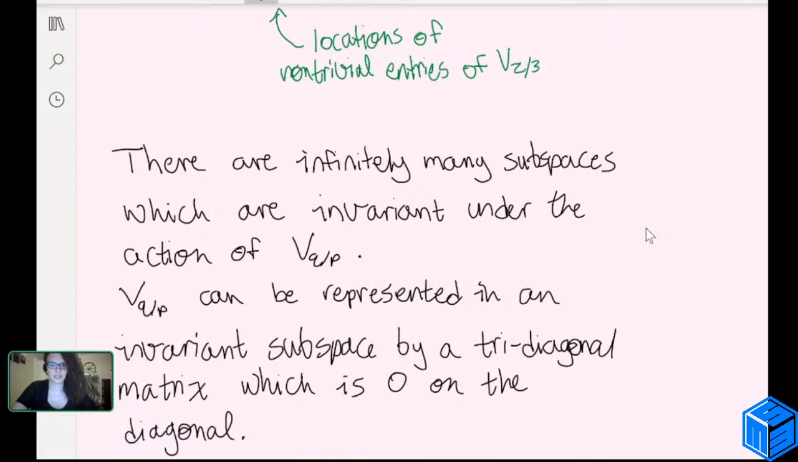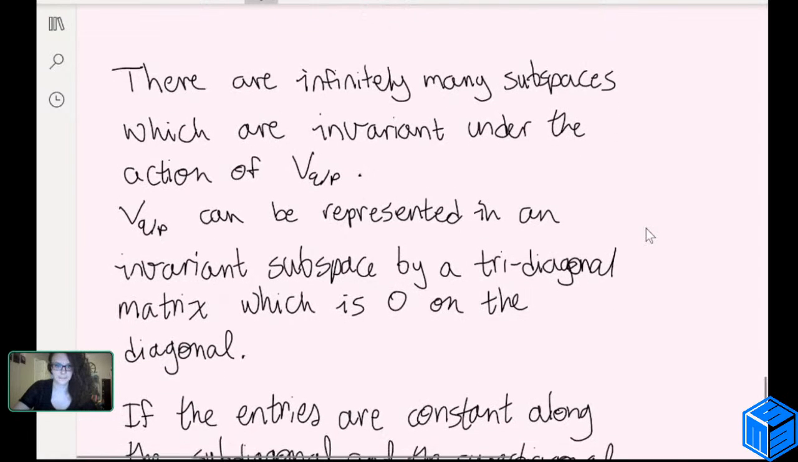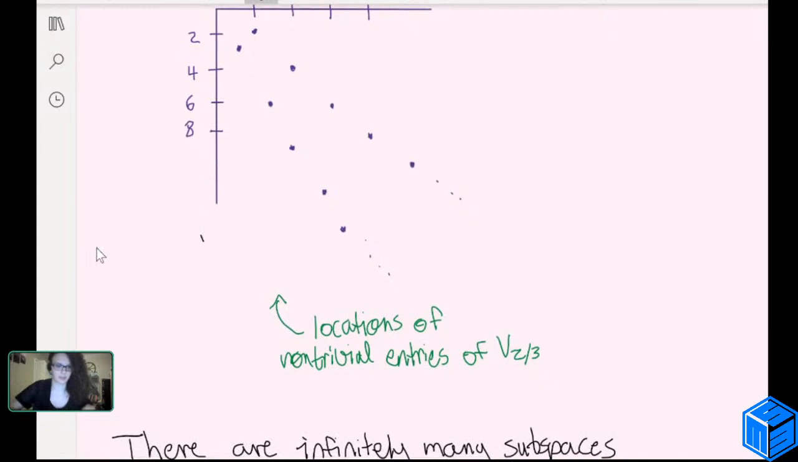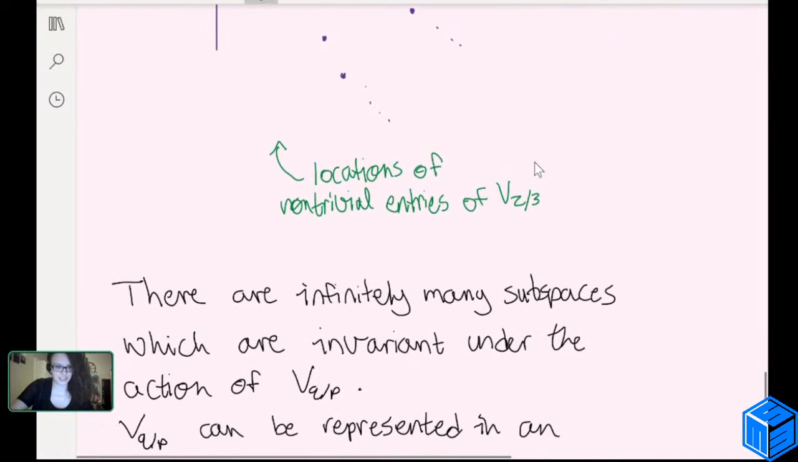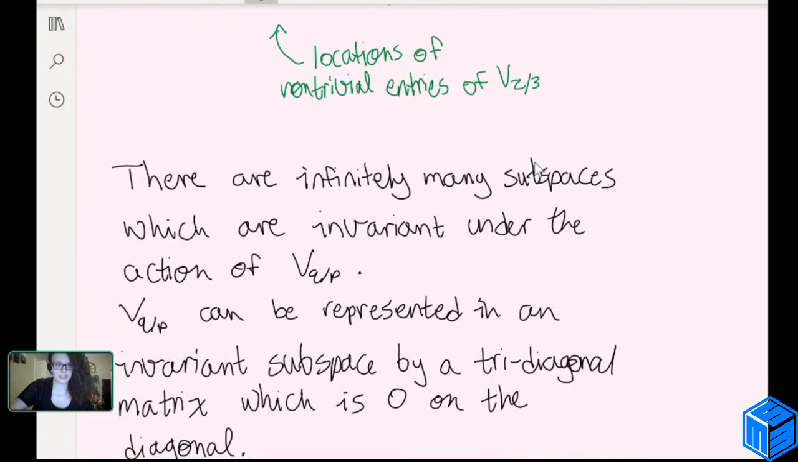So this is starting to sound like a Laurent operator, or sorry, a Toeplitz operator, right? Because it doesn't extend into infinity in every direction. But let's dive into this a little bit more. So we represent VQ over P in our invariant subspace with a tridiagonal matrix.